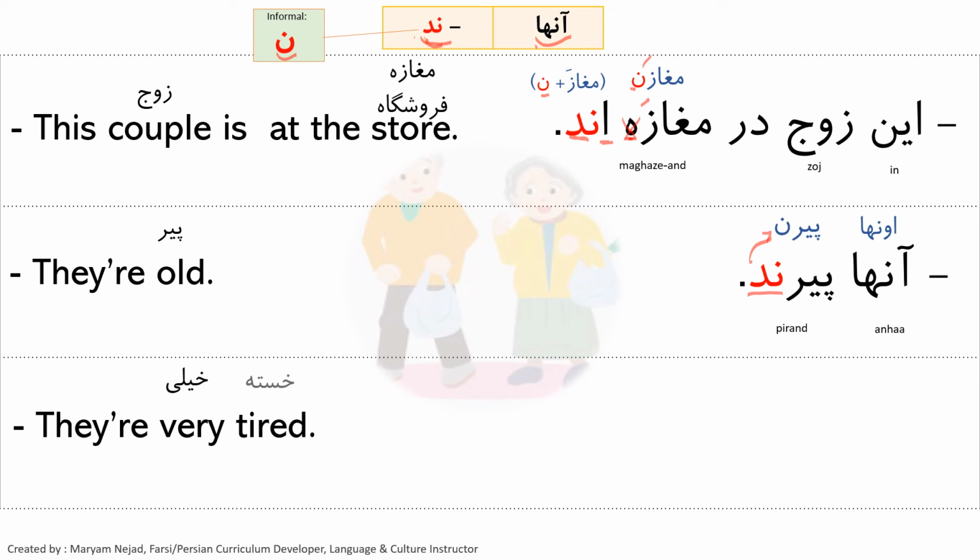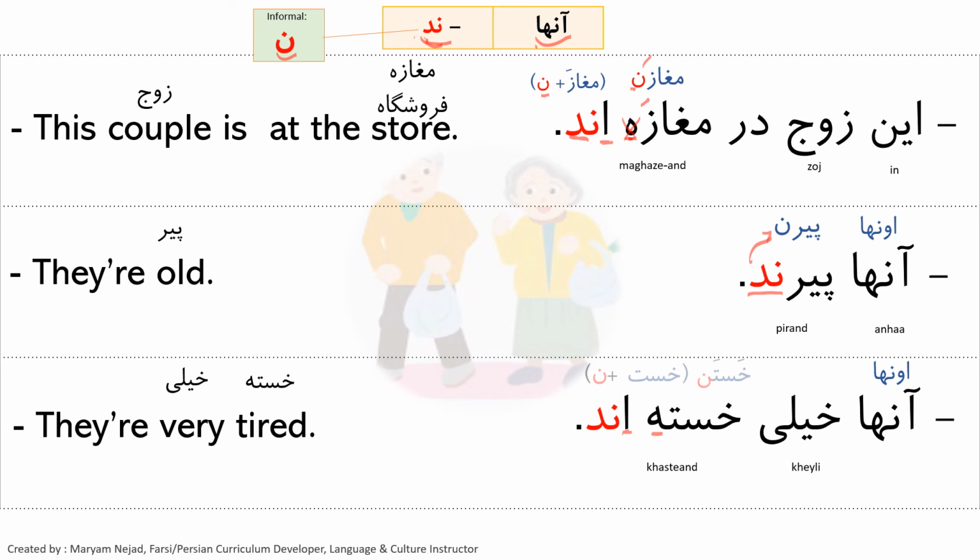Next one, they're very tired. So very is خیلی and tired is خسته. آنها خیلی خسته اند. Again, here we need to add an aleph before the conjugation because خسته ends in a silent he. And then the informal of آنها is اونها. And then the same thing with خسته اند becomes خستن. So we drop the he and a short vowel a is put on the letter t, and then this whole conjugation becomes a noun. So خستن.